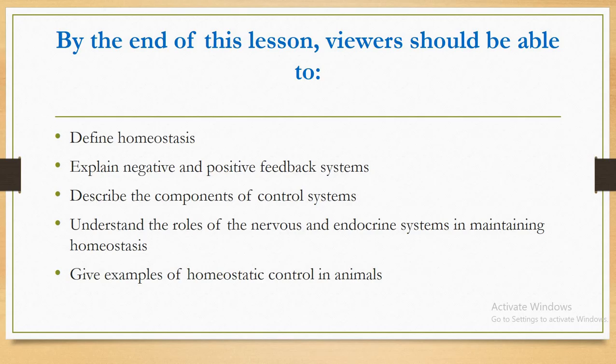By the end of this lesson, you must be able to define homeostasis, explain negative and positive feedback systems, describe the components of control systems, understand the role of the nervous and endocrine systems in maintaining homeostasis. Give examples of homeostatic control in animals.